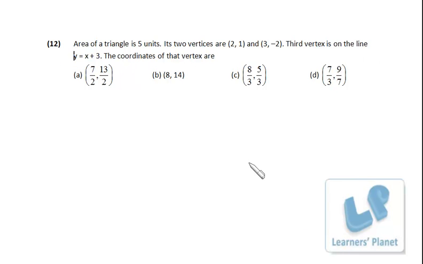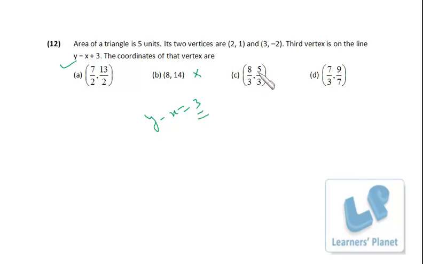The coordinates of the vertex are... So now the problem is really very simple. The third vertex is on this line, that is y is equal to x plus 3. That means the coordinates of that vertex should satisfy this equation, right? So here y minus x is equal to 3. So we just have to check whether the difference between the y and x coordinates is 3.